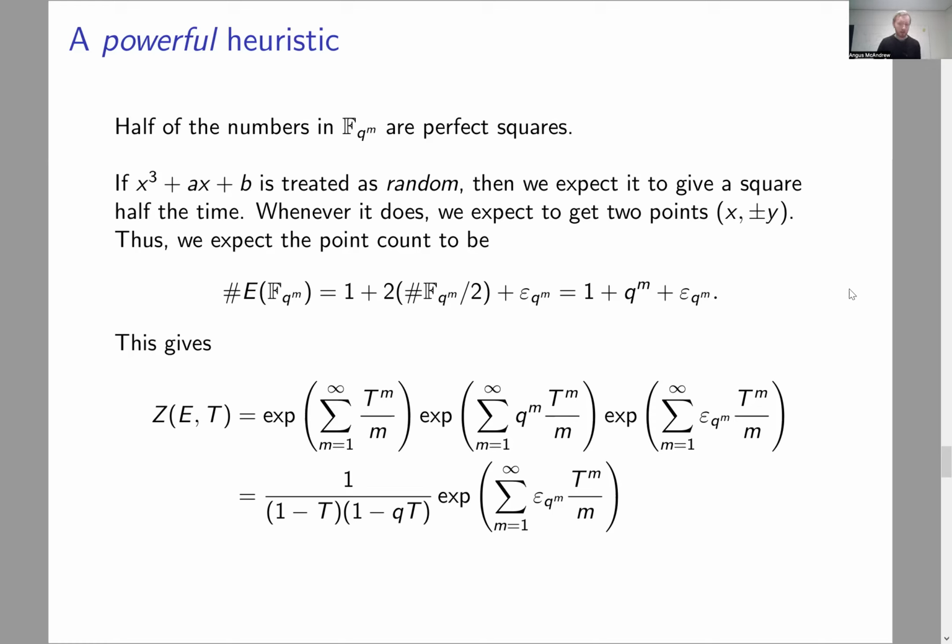So what I'd like to do now is say, okay, well, maybe we expect that our zeta function should factor like this. And maybe this last term might be easy to understand, might be easy to recognize. So let's try that. I've got a factorization, and maybe this last thing, the exponential of this series made up of the error terms, will be an easy rational function to recognize. So we'll go and do that. We're going to take the point counts and subtract off 1 plus q to the m from them.